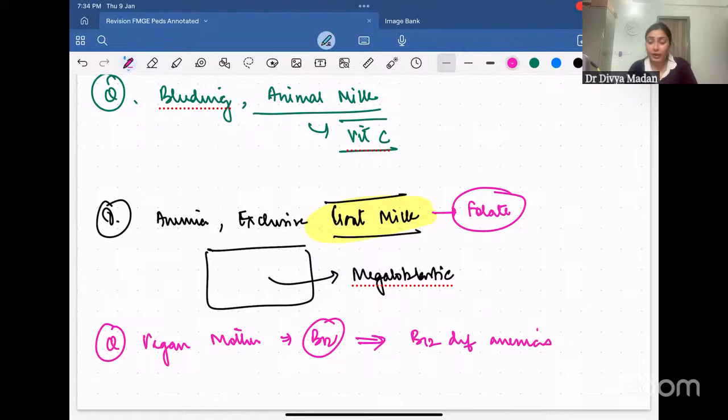So it covers a very important topic, differentiating human breast milk from cow milk, right? So now let's move to an important topic: vitamin deficiencies.